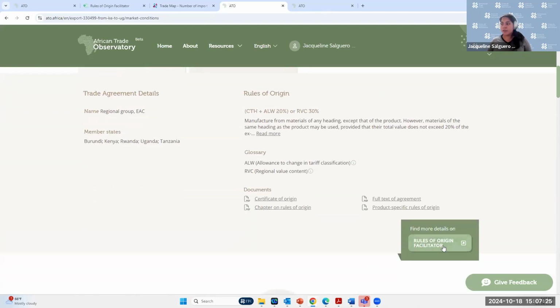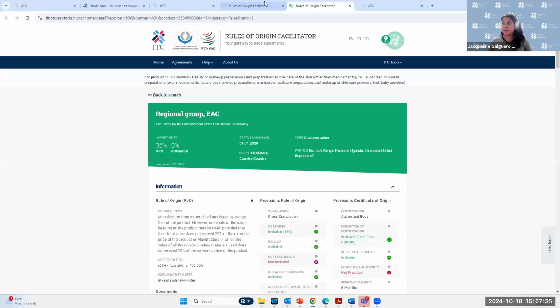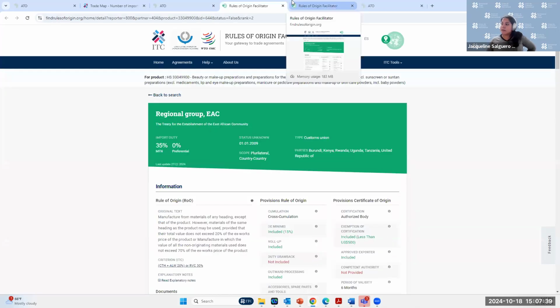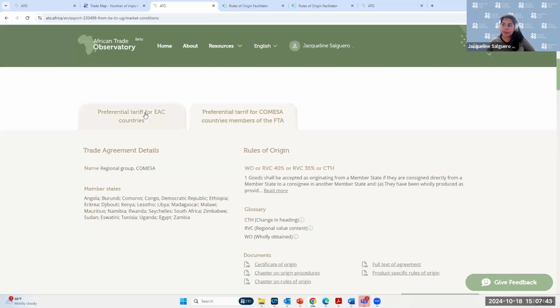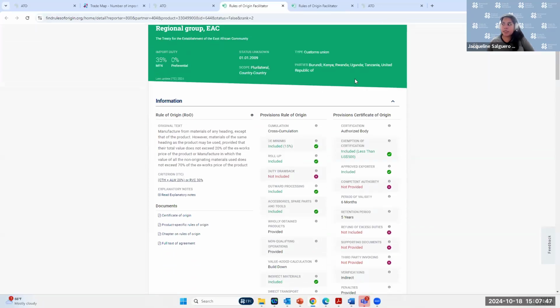We have created something called the Rules of Origin Facilitator that will further disaggregate this information for you on rules of origin. If you click here, it will take you to this website that I have already opened. Let it load. Okay. So this is for the EAC agreement. For each agreement, we have created explanation or further information on what it means.